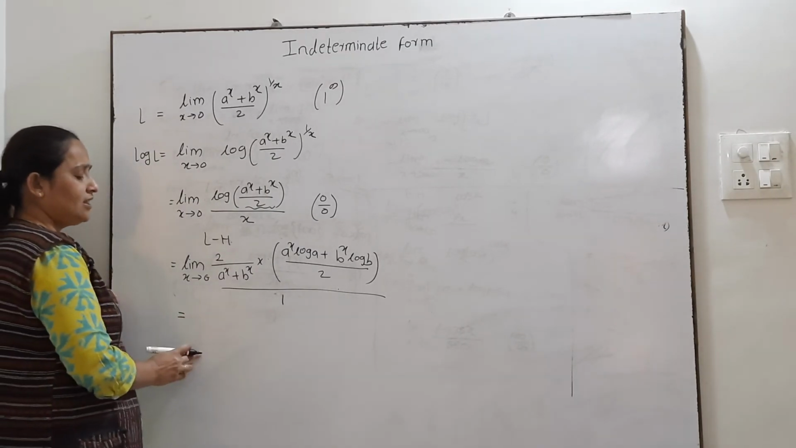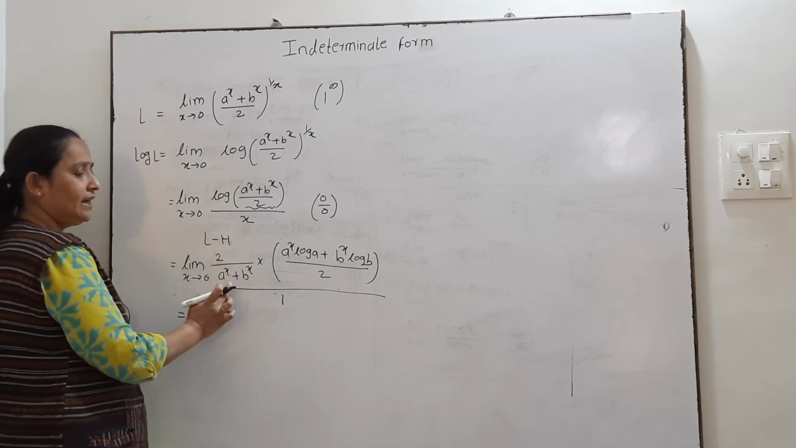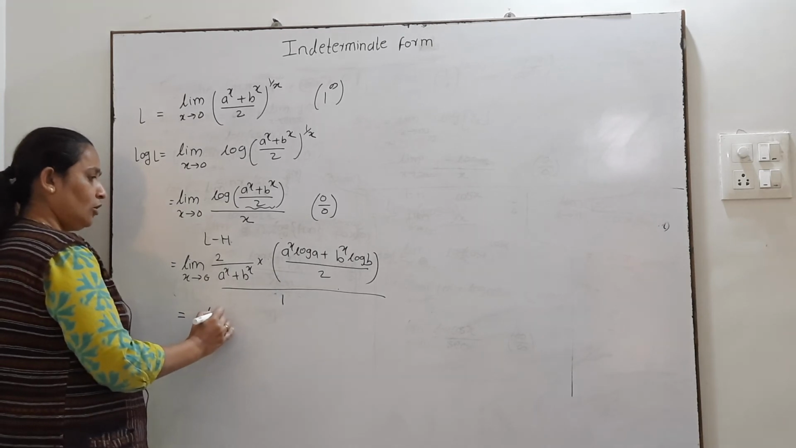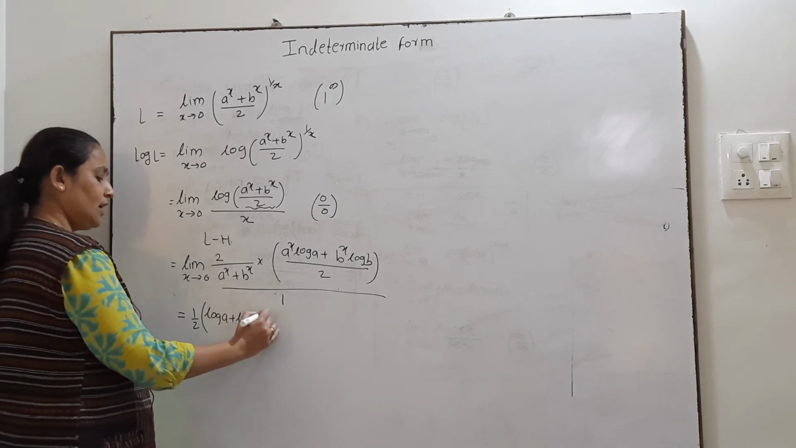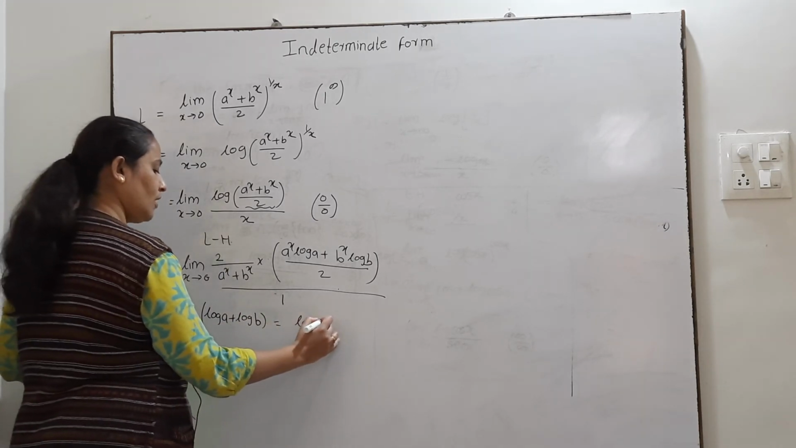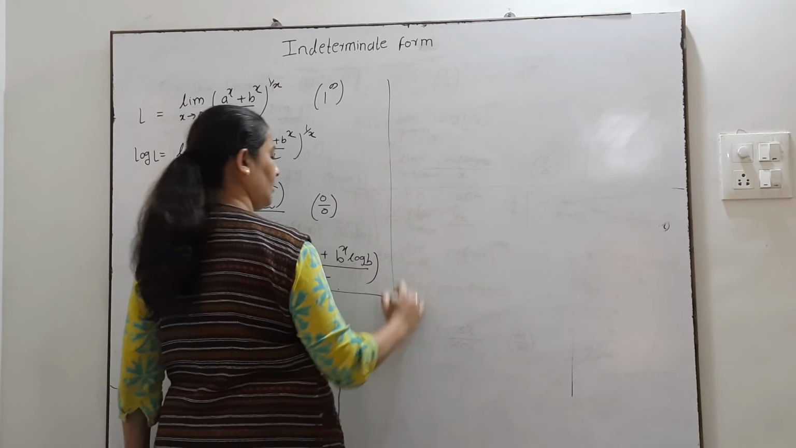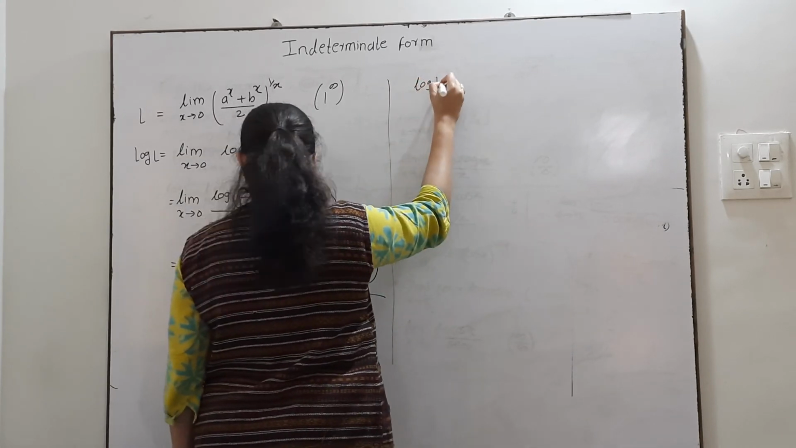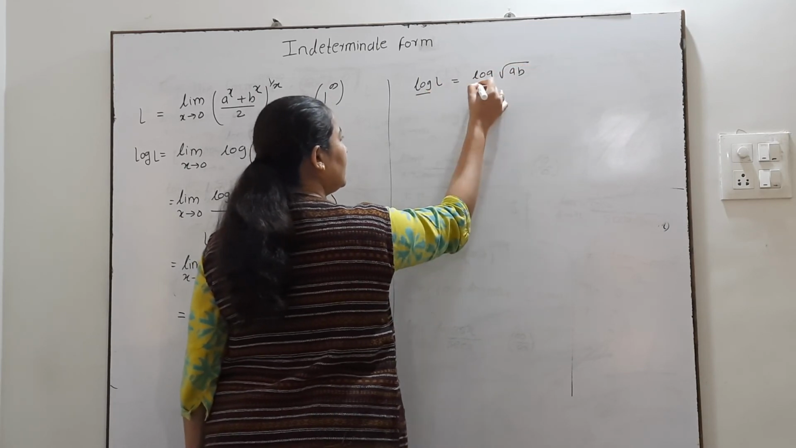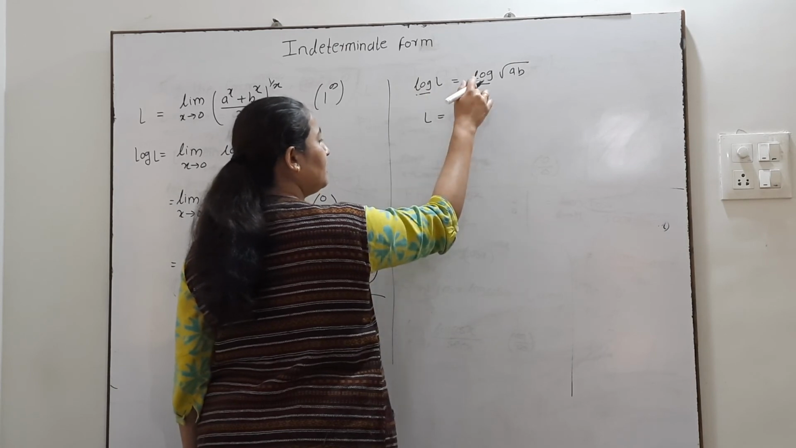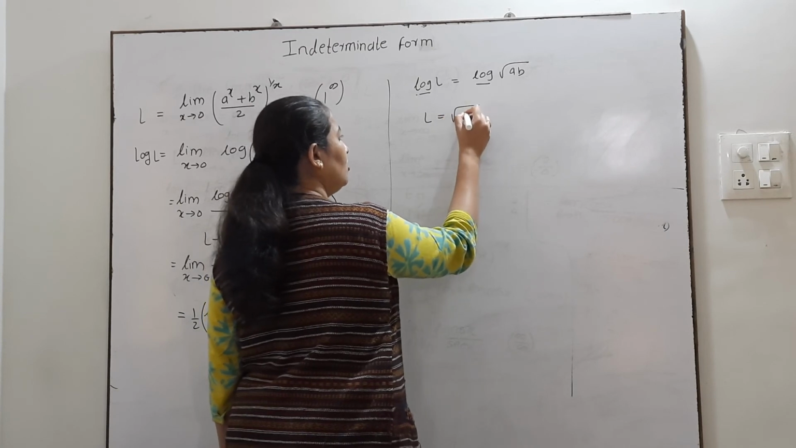Now if I apply limit as x tends to 0, a raised to 0 is 1, b raised to 0 is 1, 1 plus 1 is 2, and 2 will get cancelled. So what is remaining? Log half in bracket log a plus log b, that is equal to log of ab, 1 by 2 as it is. So you are getting log L equal to log of root of ab. Log will get cancelled on both sides, or we can say it will become anti-log, and log and anti-log will get cancelled. So you will get L is equal to root of ab.